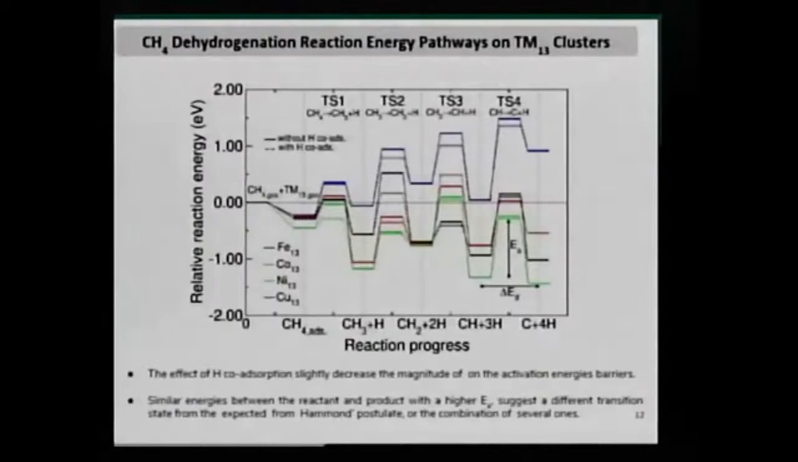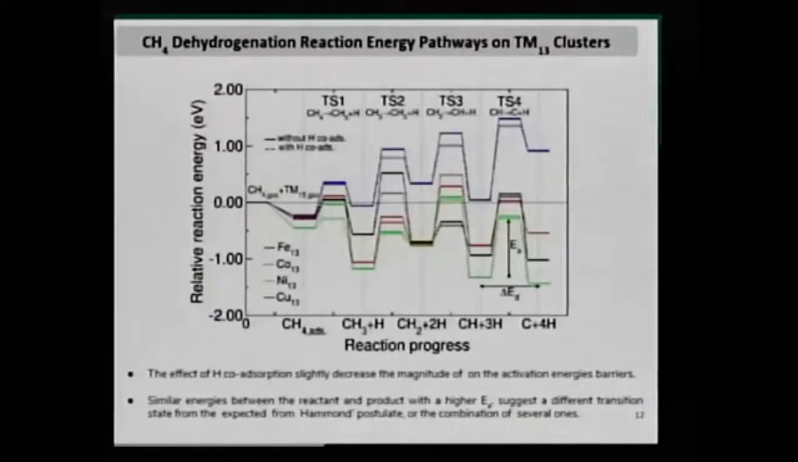As shown here, we have a slight preference. This process is slightly preferred on nickel systems, with a large activation energy barrier for the last step. In comparison with copper, for instance, this is not so thermodynamically favorable. However, we can see that for the formation of CH3, we have some exothermic reactions occurring for nickel and cobalt, but this is not observed for copper.